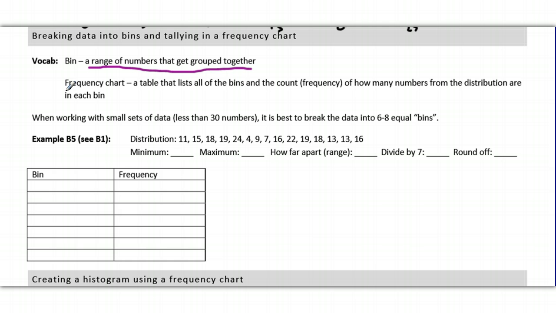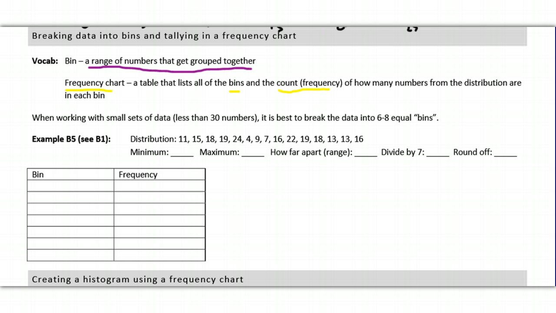The second thing we have is a frequency chart. It's just a table, and all it does is list all the different bins and how many things go in each bin. So all the different bins that you have, and the count, or frequency, of how many things are inside of that bin. We'll practice making these in just a second.